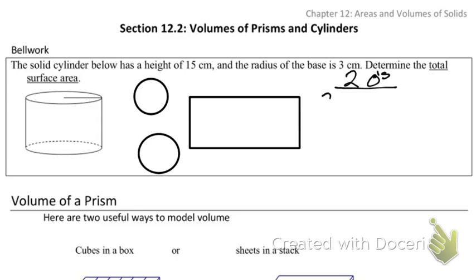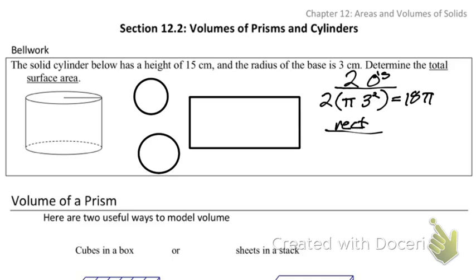their area is going to be 2 times the area of one circle. And the area of a circle is pi r squared. So that'd be pi times, and we said that the radius of the base is 3 centimeters. So our radius is 3, so it's pi 3 squared. Well, that's just going to be 9 times 2, so that's going to be 18 pi. Now we just need the area of the one rectangle.